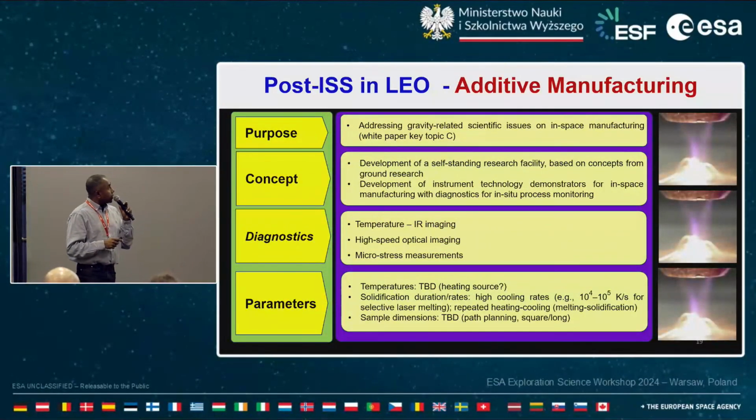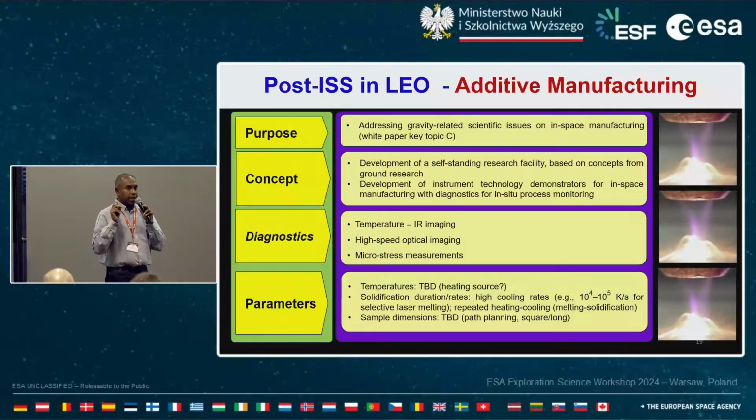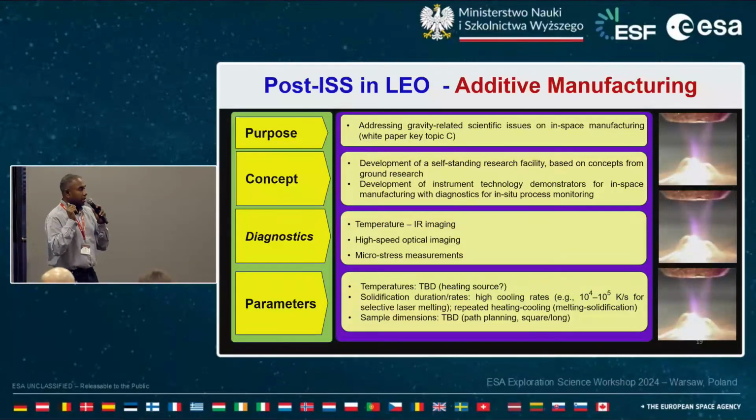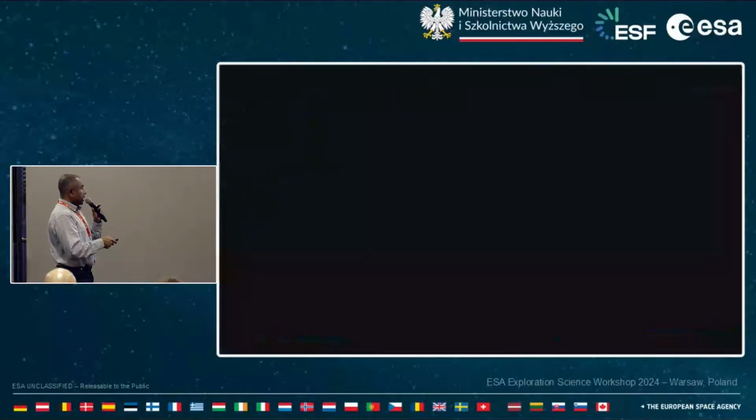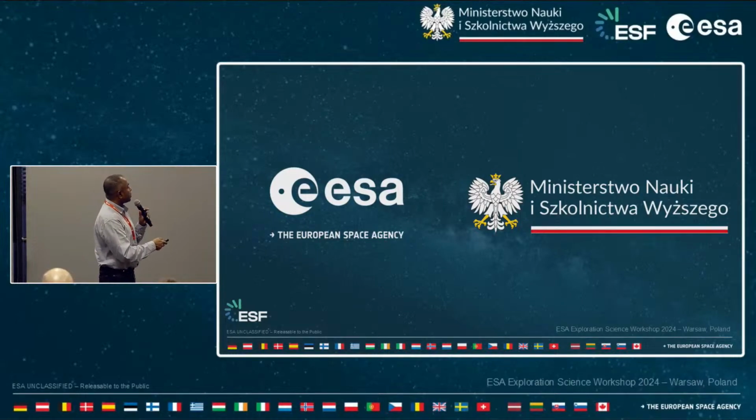And the third area, the newer area, is based on additive manufacturing. Here we focus on addressing gravity-related scientific issues in in-space manufacturing. We are recommending development of a self-standing research facility based on concepts from ground research. That means a test bed to test additive manufacturing ability in microgravity conditions. This should again be modular.